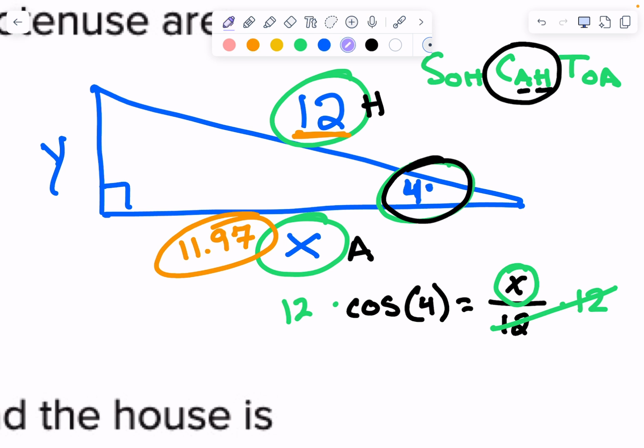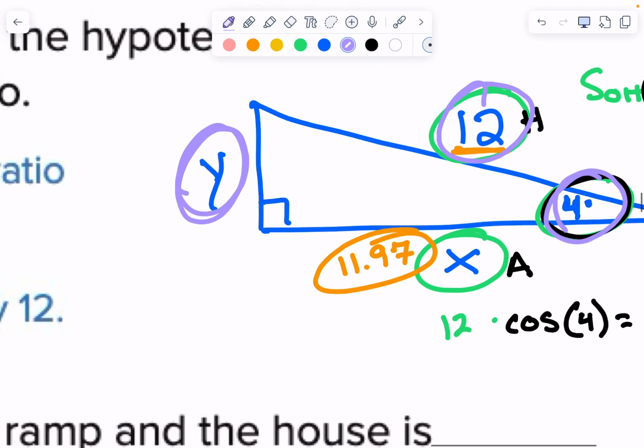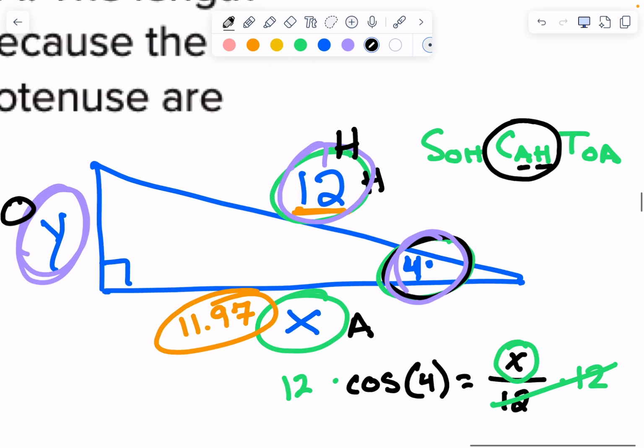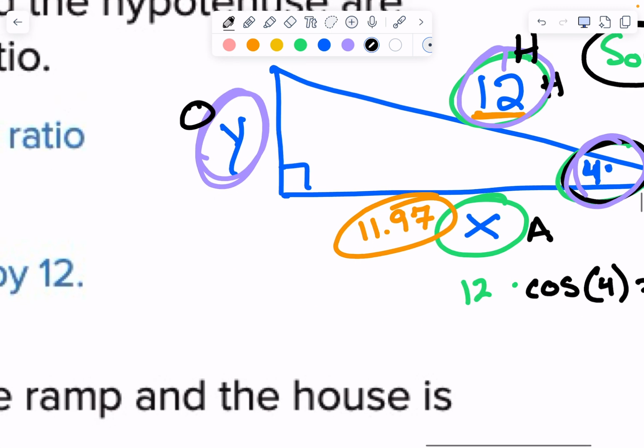All right, now we have y. We got to solve for y. We still got to use our 4 degrees, and we got to use 12 right here. Okay, so I'm looking at the purple ones, right? What is y in relationship to 4? Opposite. What's 12? Hypotenuse. Which one uses O and H? Sine. Okay, so now we're going to set up a sine function. Sine of what? What goes inside of sine? 4 equals, opposite is y over 12.